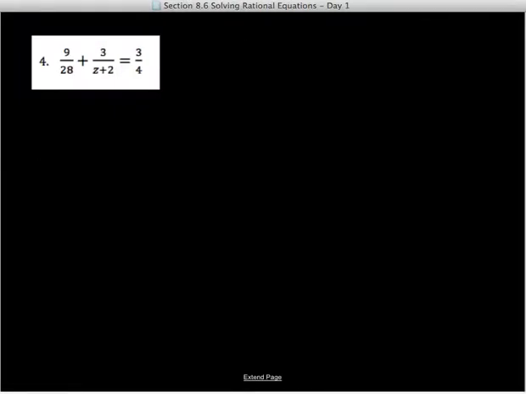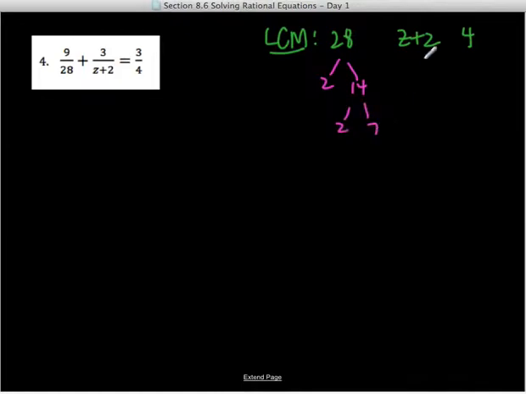Example 4. Got to go ahead and find that least common multiple. Okay, so I'm finding the least common multiple in this case for 28, z plus 2, and 4. So I'm going to go ahead and break it all down. 28 is going to break down into 2 times 14 and 2 times 7. The z plus 2 is just going to be z plus 2, and the 4 breaks down into 2 times 2.